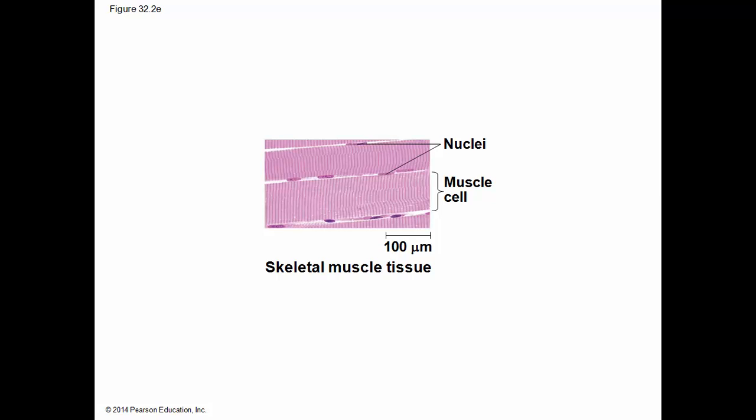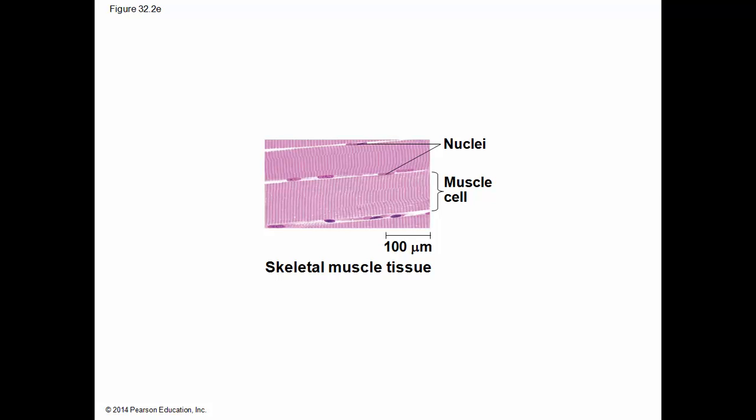Attached to bones by tendons, skeletal muscle is striated muscle responsible for voluntary movements. The arrangement of contractile units along the cells gives the striated appearance. Smooth muscle, which lacks striations, has spindle-shaped cells and is found in the walls of many internal organs. Smooth muscles are responsible for involuntary activities such as the churning of the stomach and constriction of arteries.